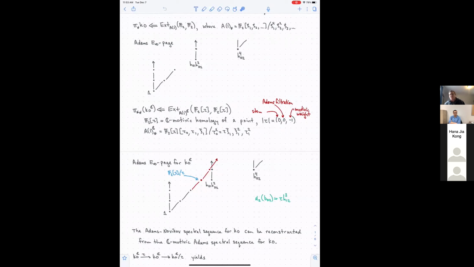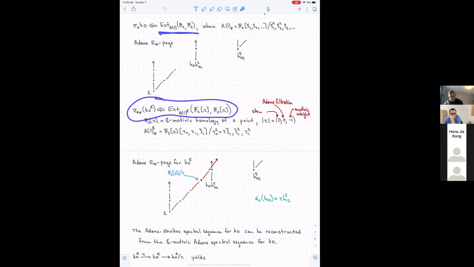So we haven't talked much about motivic techniques in this course, and this is the one place where I'm going to say a little bit about it to give you a feel for it. So here's what the C-motivic Adams spectral sequence looks like. You should compare to what I've got up here.